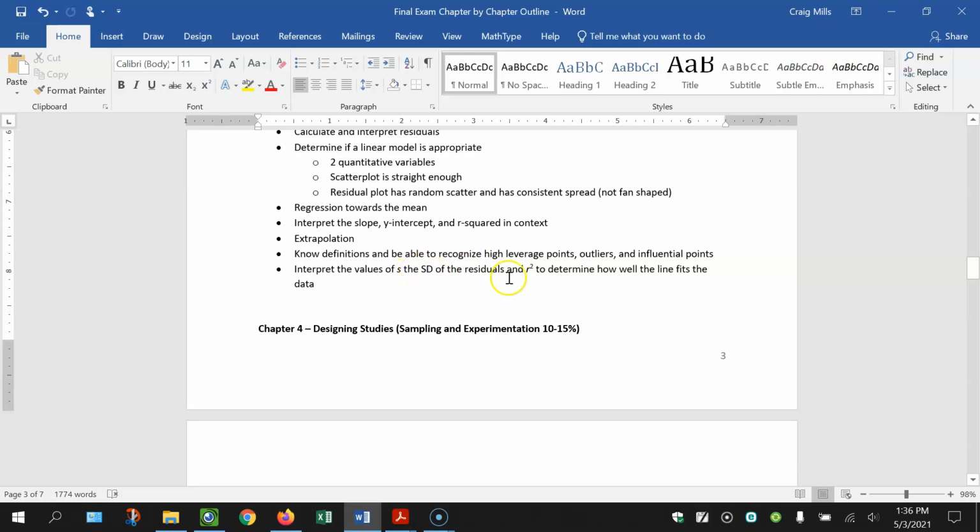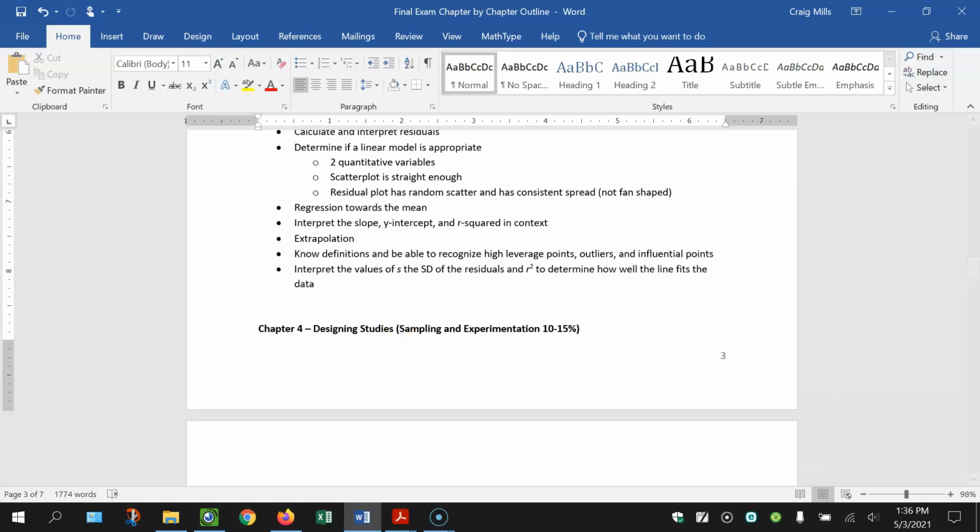Interpret the values of S. S is the standard deviation of the residuals. So that's your typical distance between the actual values and the predicted values. R squared. So you want a small S value, small standard deviation of the residuals, and you want a large R squared value. That means you have a really strong, well-fitting model.